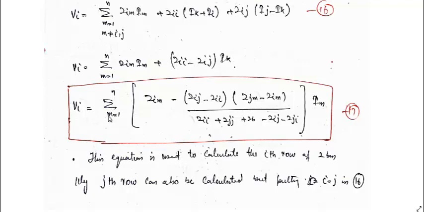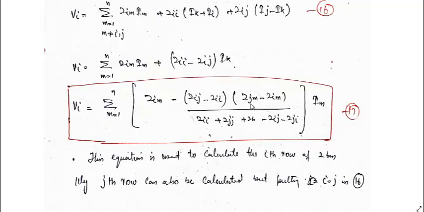So summation m is equal to 1 to n Zim Im will be taken outside. This will be Zii minus Zij. This is actually the same term, but I have first written Zii and then Zij, taking this minus outside. So Ik will be equal to this term, Zmj minus Zim, divided by this. So this is like this.